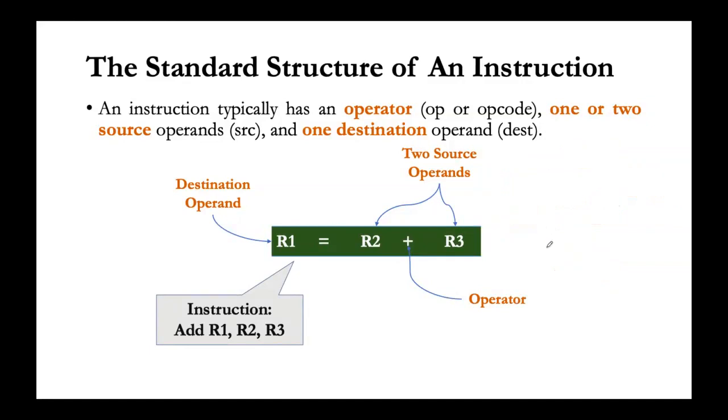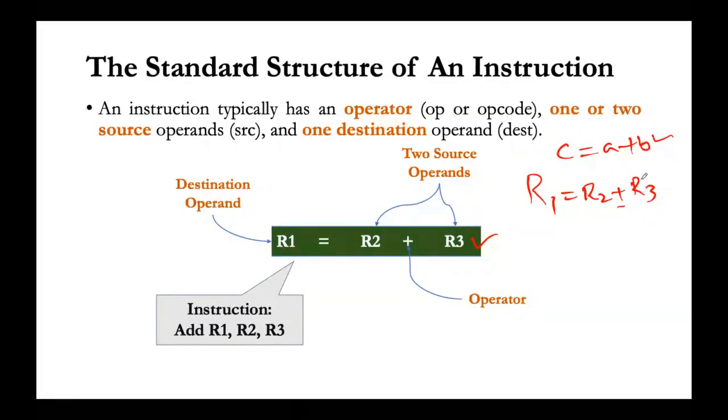these operations can be written as the addition of two numbers. Suppose C is equal to A plus B, it can be written as R1 is equal to R2 plus R3. The addition operation, which can be written in any programming language as C is equal to A plus B, will be written in assembly language as R1 is equal to R2 plus R3, as said here. Here it has the operator as well as the two operands. So here R2 becomes source 1, R3 becomes source 2, and R1 becomes the destination.